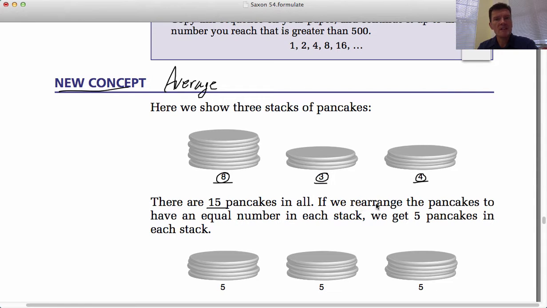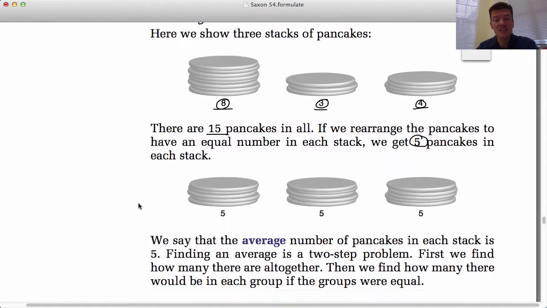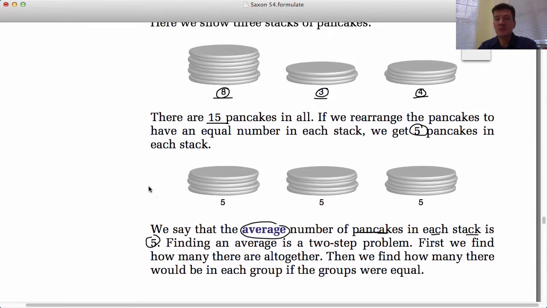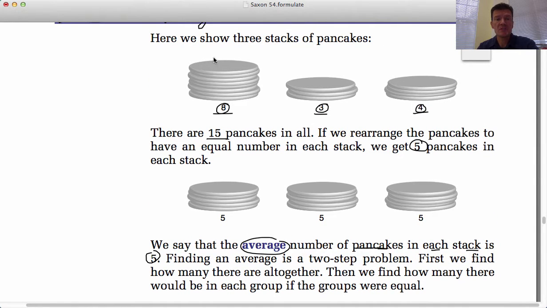If we rearrange the pancakes to have equal number in each stack, then you're going to get 5 pancakes in each stack. So if you were to equally distribute all 15 pancakes amongst 3 friends, let's say, each should get 5 pancakes. So we say that the average number of pancakes in each stack is 5. And that's true in both scenarios here.